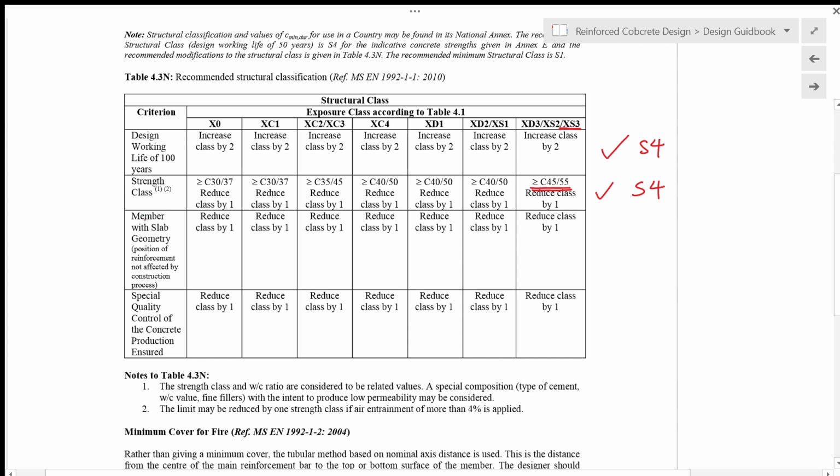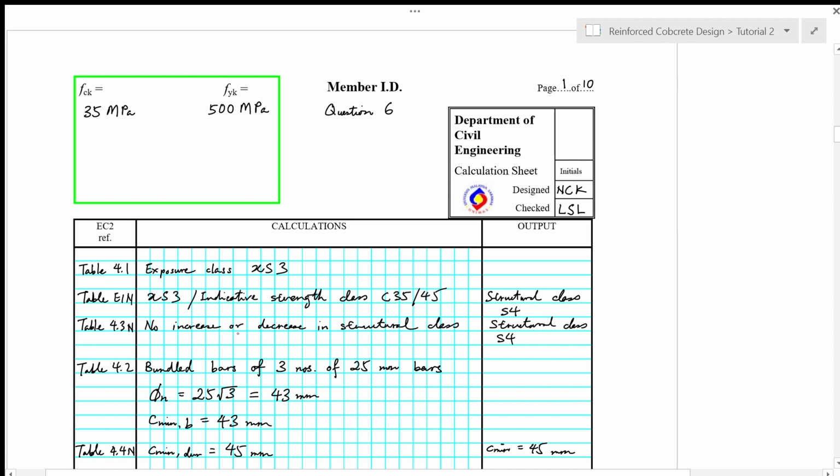And then for member with slab geometry, no, we are designing a beam, so structural class does not change as well. And special quality control of the concrete production ensured, so it's not mentioned. So therefore, structural class still remains as S4. So there is no increase or decrease in structural class. Therefore, the structural class remains as S4.